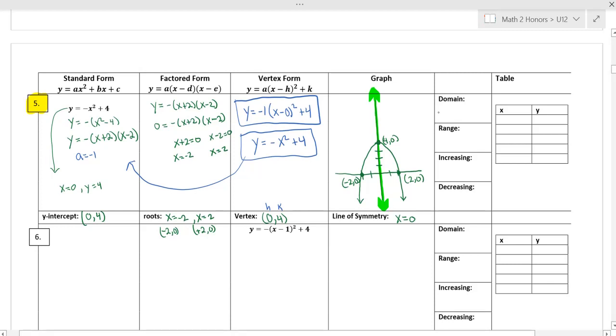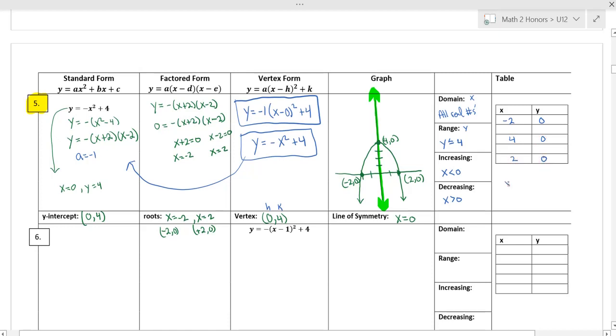We want the domain. It goes as far left and right as we want, so it's all real numbers. The range has a highest point at 4. I'm looking at the y values. So it's all y values less than or equal to 4. As I trace this graph from left to right, it's increasing when x is less than 0, and it's decreasing when x is greater than 0. And then I want 5 points here. So we got -2, 0. We have 4, 0. We have +2, 0.